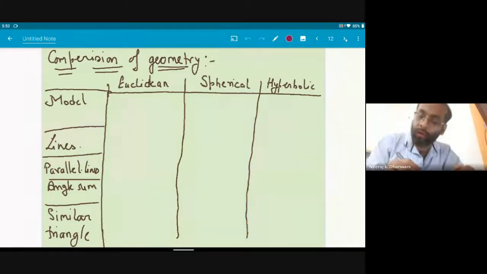Models. For the Euclidean model, you have R2. For the spherical model, you have S2. For the upper half model, you have the upper half plane.